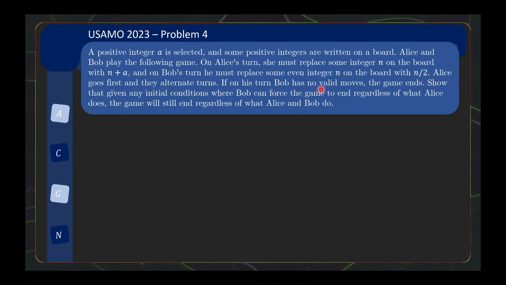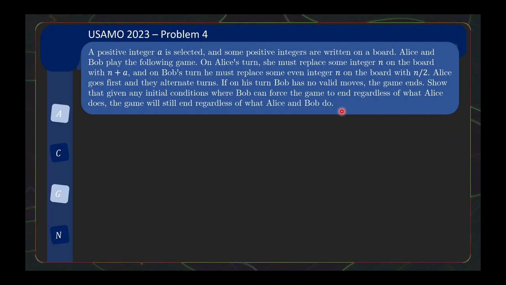If on his turn Bob has no valid moves, then the game ends. Show that given any initial conditions where Bob can force the game to end regardless of what Alice does, the game will still end regardless of what Alice and Bob do. So you have an initial configuration, Bob has a strategy to force the game to end. Then actually for that initial configuration, it doesn't even matter what Alice or Bob does, the game will still end. So that's basically what we are supposed to show.